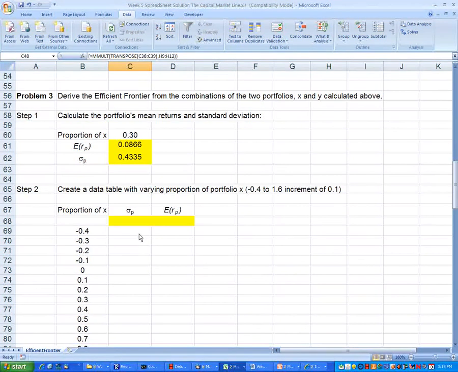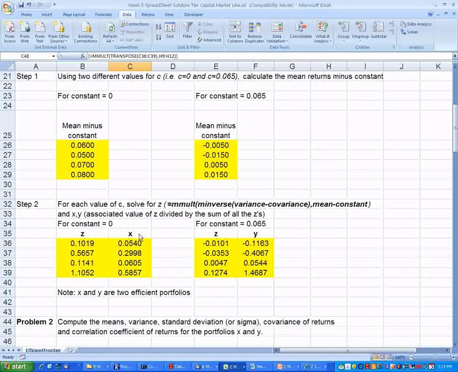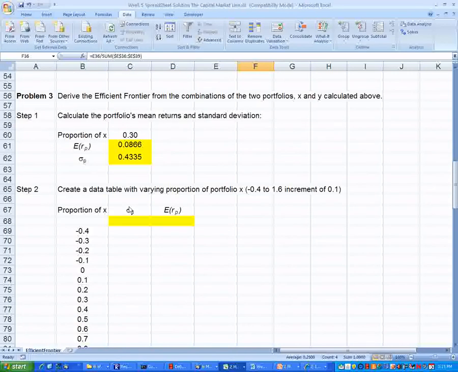Welcome to problem 3 in the week 5 spreadsheet. In the first problem parts of the spreadsheet, problem 1, we found x, and then we found y. And in problem 2, we found the mean and the variance and the standard deviation and the covariance using matrix multiplication. Now what we're going to do is derive, from those two efficient portfolios, the entire efficient frontier by combining those two portfolios.